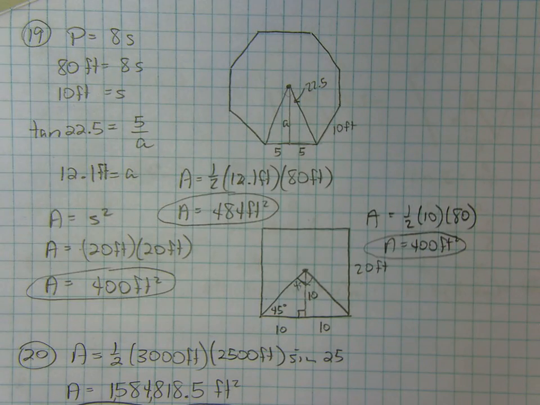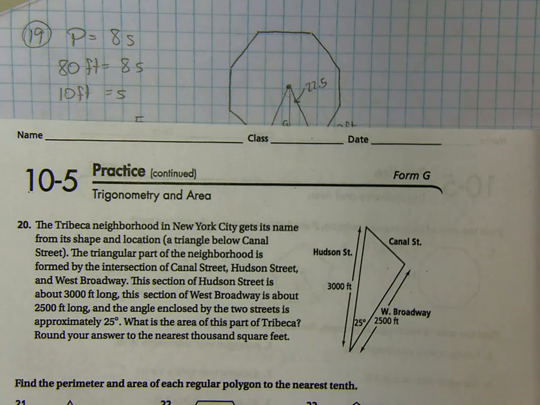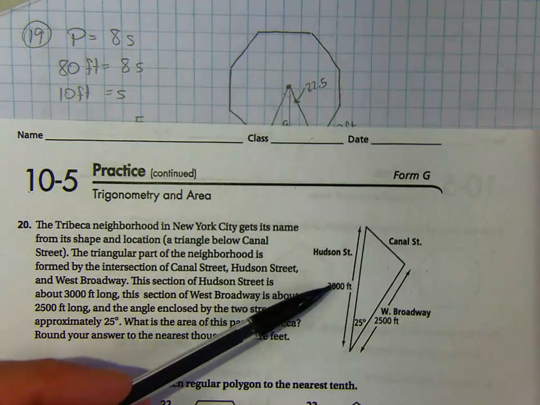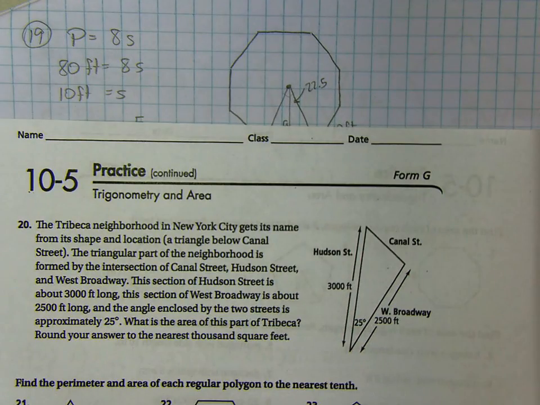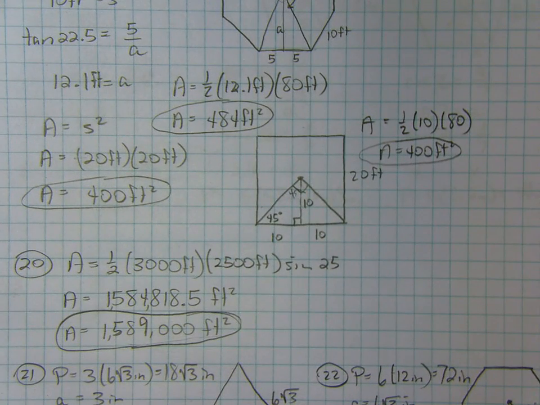All right, number 20. Another word problem, and it's not too hard. This is just one of those triangles. It's side angle side, side angle side. So it's 1/2 of the sides multiplied together and the sine of 25. And I get a really big answer. But it said round to the nearest 1,000 feet. So it's 1/2 of 3,000 times 2,500 times the sine of 25. And I got the answer right there.